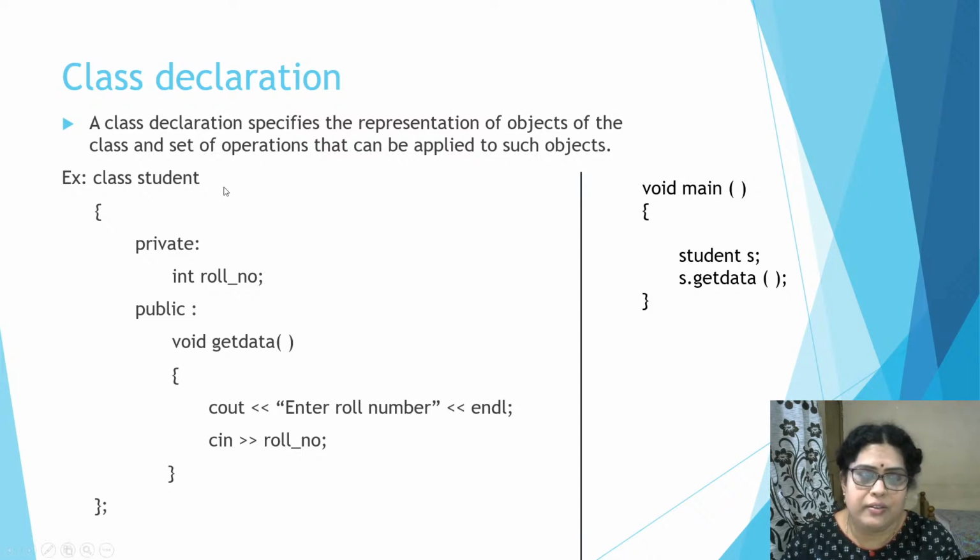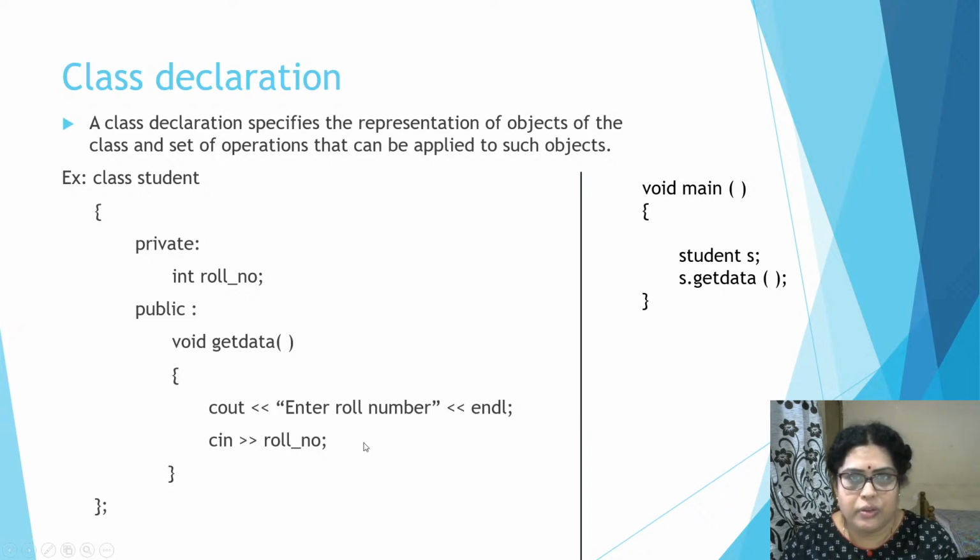Here in this class student, I have int roll number, which is declared in the private section of the class, and a function void get data, which is declared in the public section of the class. In get data, I am going to accept this particular roll number from the user.